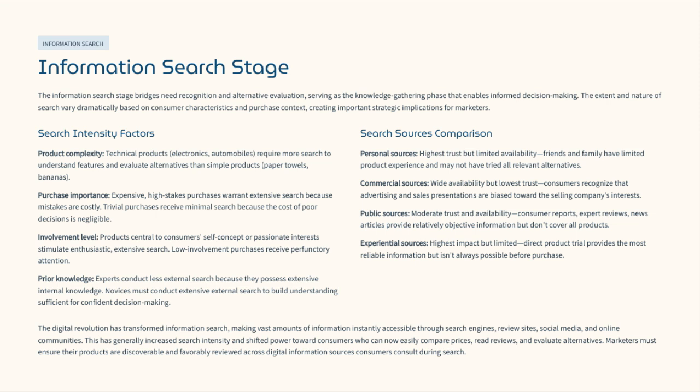Product complexity is another key factor. Technical products like electronics or cars tend to require more search effort to understand features and evaluate alternatives compared to simple products like paper towels or bananas. All these factors influence search intensity. The information search stage is the bridge between recognizing a need and evaluating alternatives. It's where consumers gather the knowledge they need to make informed decisions. The extent and nature of this search vary greatly depending on individual characteristics and the purchase context, which has important strategic implications for us as marketers.